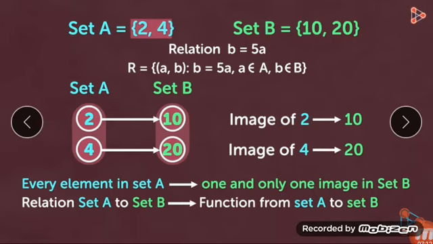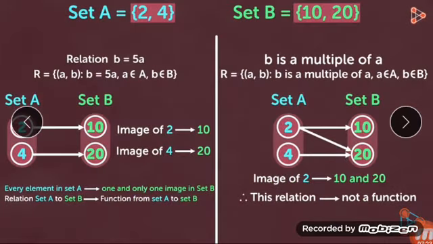So this relation can be a function because every element in set A has one and only one image in set B. Let's have another case to understand the function better. We have the same set A and set B, but the relation is different here. The relation between these two sets is that the second element in ordered pair is a multiple of the first element in ordered pair. As we can see here that 10 is a multiple of 2, similarly 20 is also a multiple of 2. Moreover, 20 is a multiple of 4 as well.